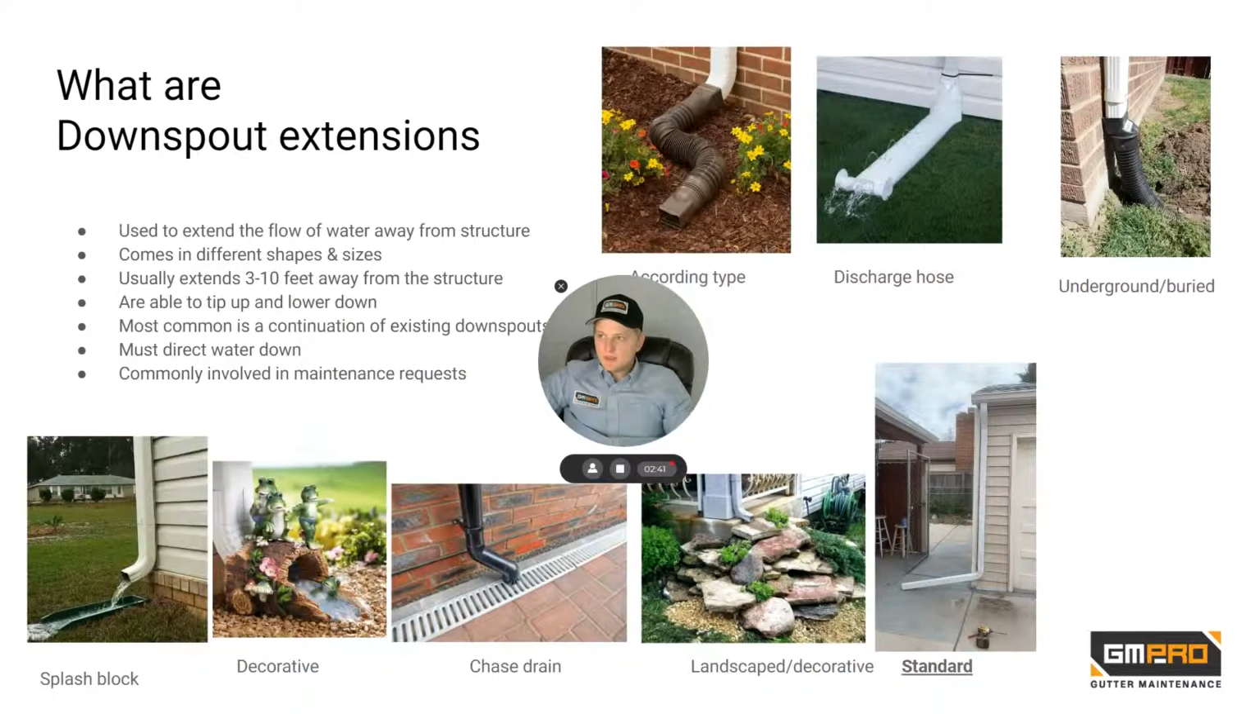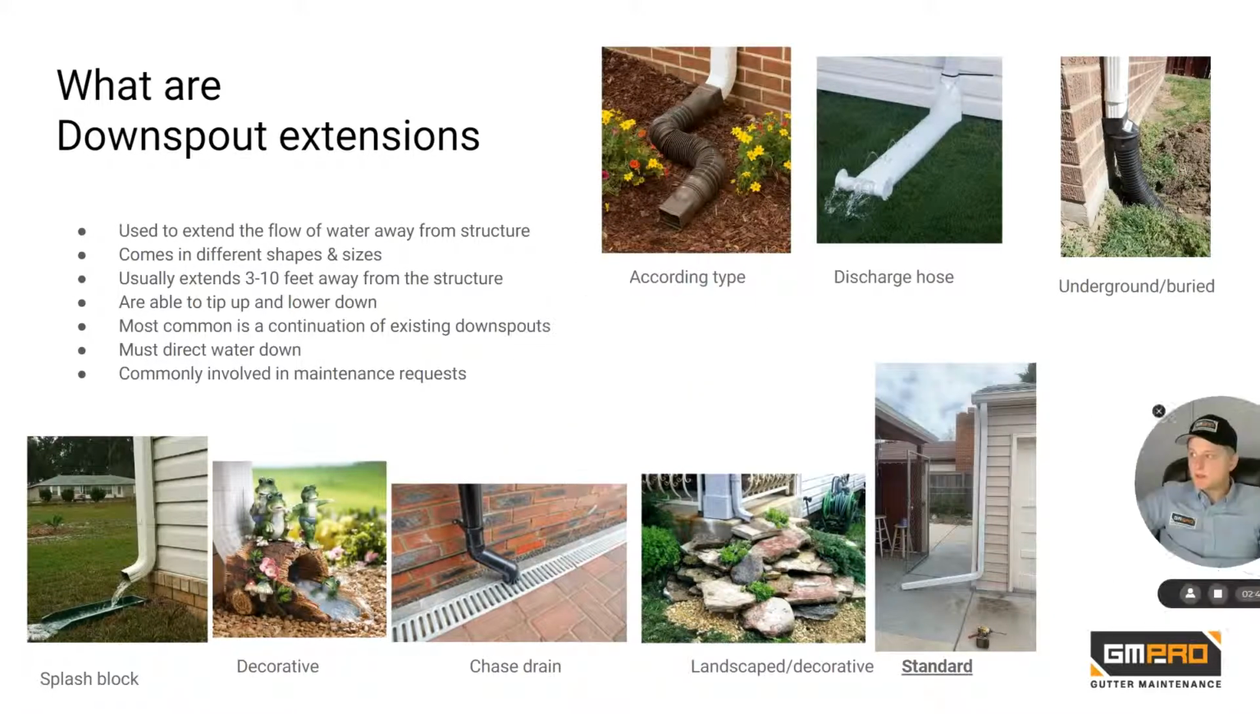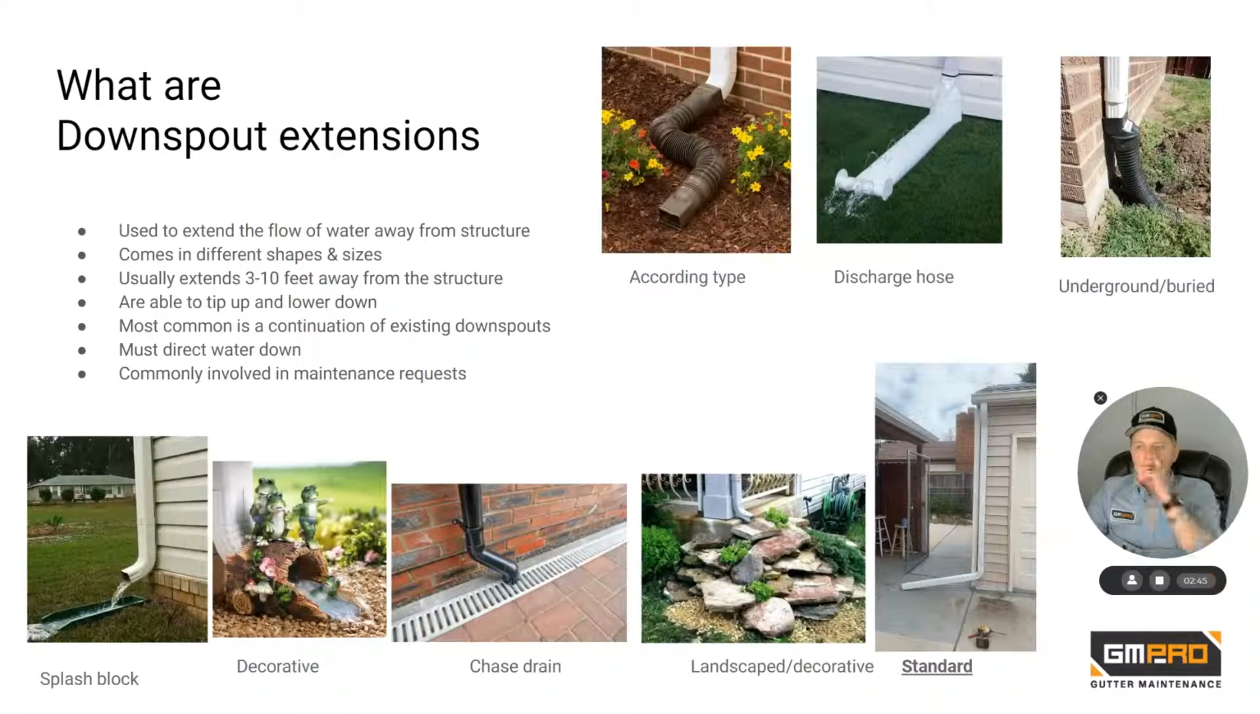Next part is downspout extensions. Now, this is a really important slide for us to go over. Downspout extensions are used to extend the flow of rainwater away from a structure. They come in different shapes and sizes. They usually extend 3 to 10 feet away from a building or structure. They're able to tip up and down so you can lower it and raise it back up.